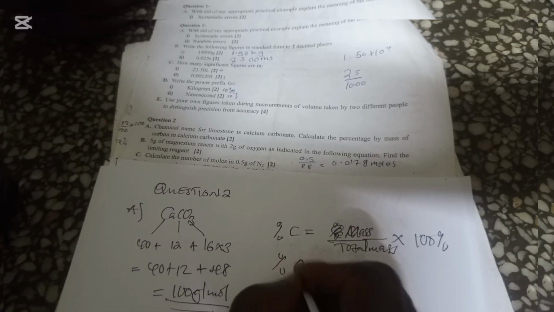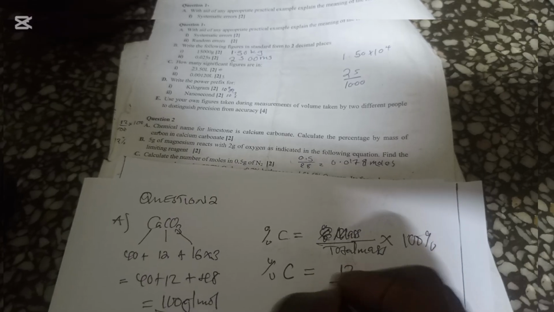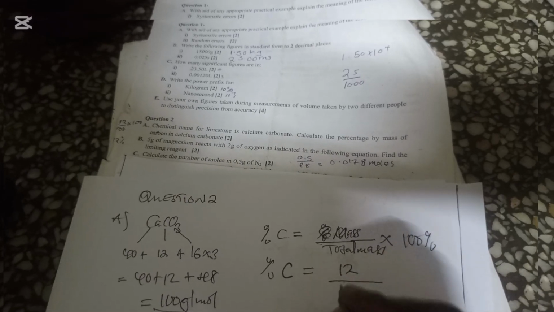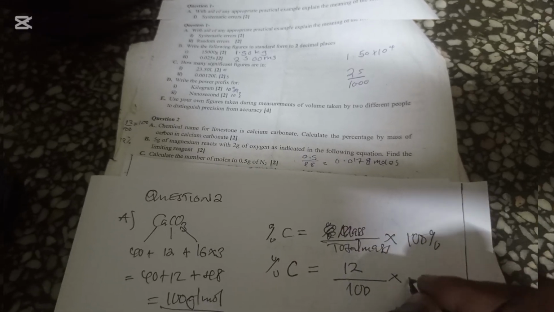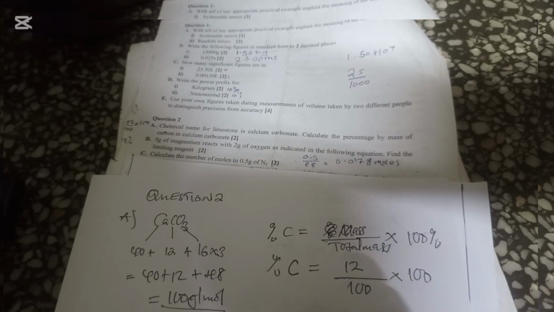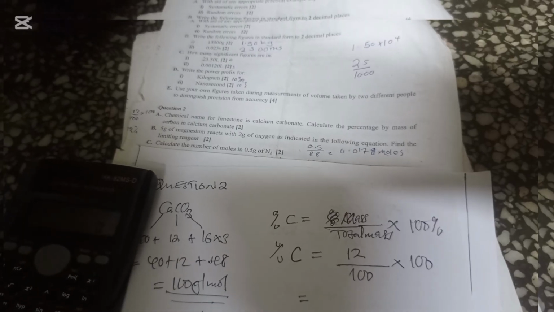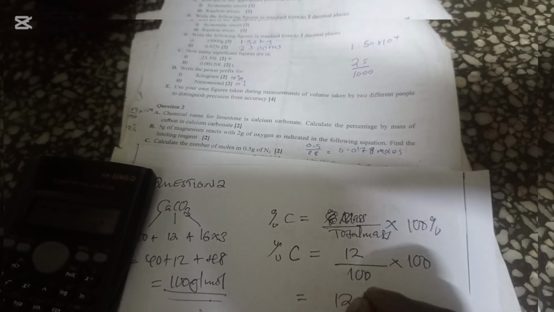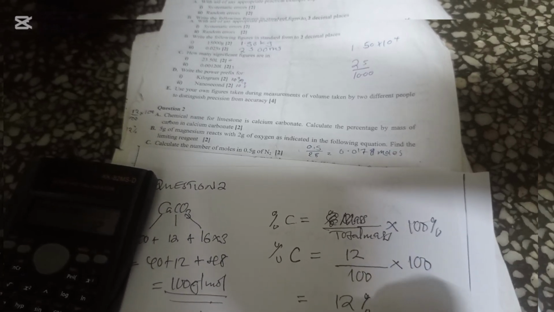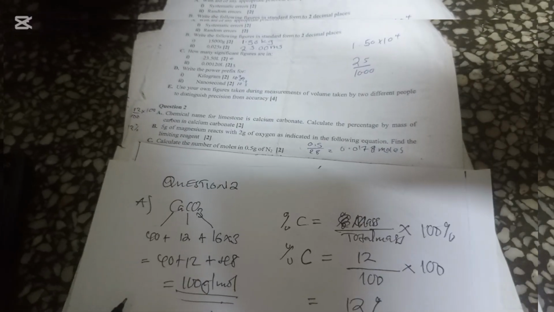So percentage of carbon in calcium carbonate is actually, what is the mass of carbon? It's 12 over the total mass of the compound, which is 100 grams, multiplied by the percentage itself, which is 100. So when you type in the calculator everything, you're going to get 12%. So this is the percentage of carbon in calcium carbonate. So you've answered the first question and you're given 2 marks for doing that.